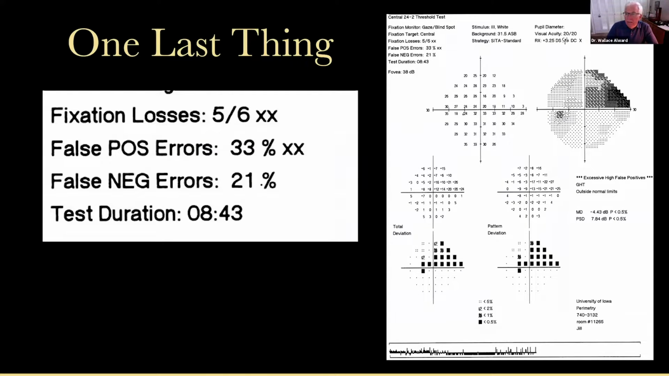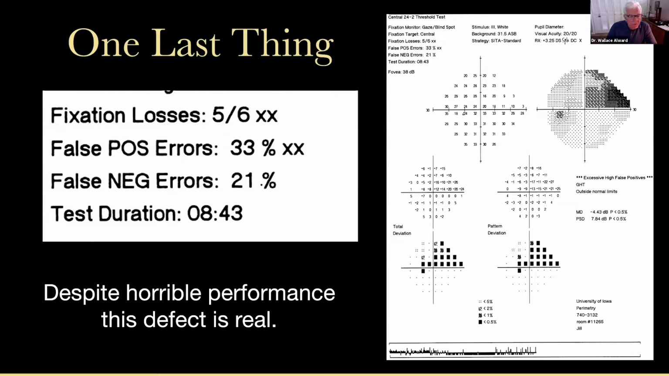One last thing is this field. So this is somebody with horrible performance, right? 33% false positives, 21% false negatives, 5 of 6 fixation losses. But this is glaucoma, right? I mean, this is believable that this person has a field defect. They're not going to make up something that's so classically glaucomatous as this.